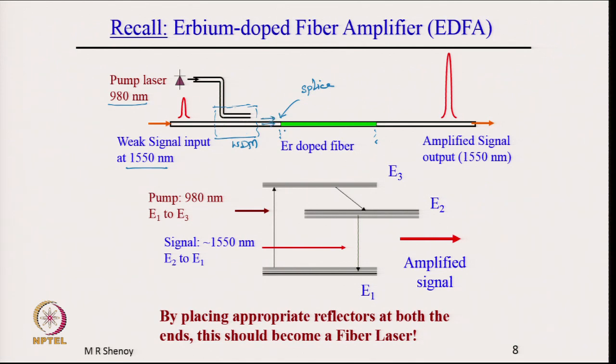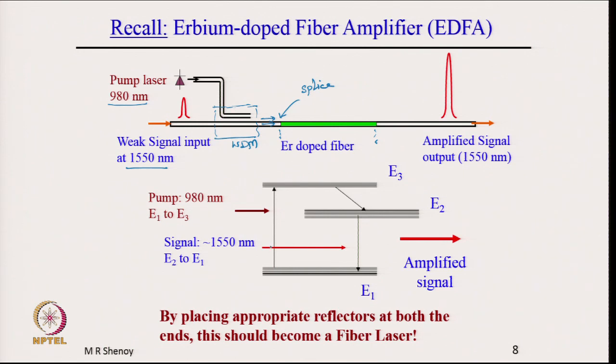Both the wavelengths then enter the doped fiber region. The pump excites the erbium ions and the signal gets amplified by stimulated emission. The pump creates population inversion in the medium, and the signal draws energy from the population inversion and gets amplified. The energy level diagram is shown here. It is a quasi 3 level system.